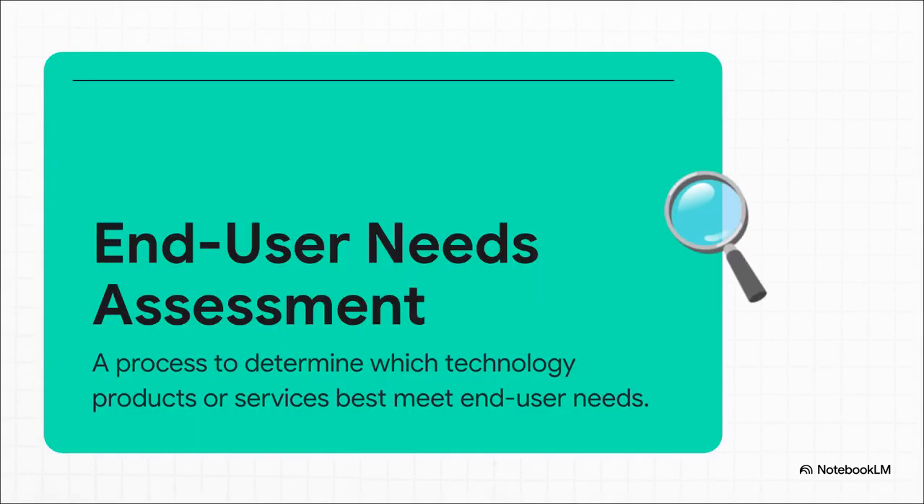This brings us to the detective's official playbook. It's called an end-user needs assessment, and that's just a formal way of saying it's a step-by-step process to figure out what people actually need to do their jobs. It's about moving past guesswork and really digging into the details before you even think about a solution.